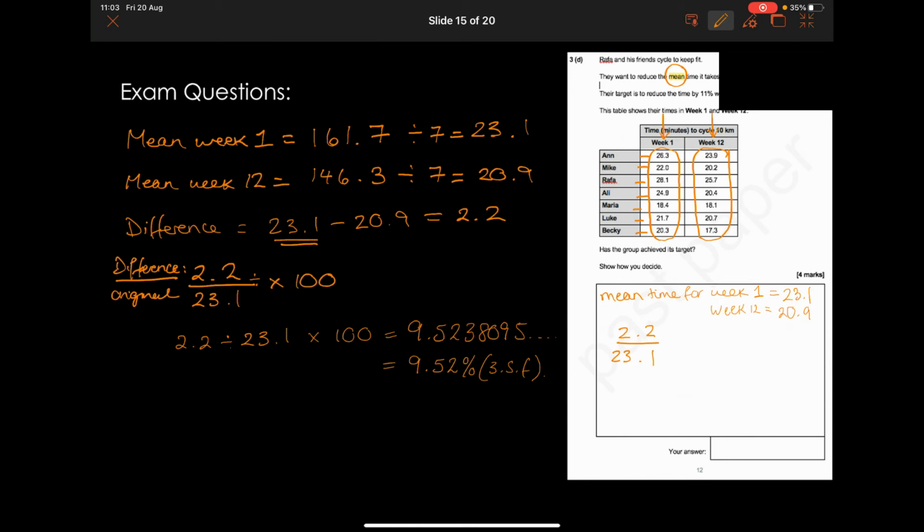You probably want to try and do as much of that as you can in your box because you want to show that you've done all of the working out possible. And then it says, has the group achieved its target?